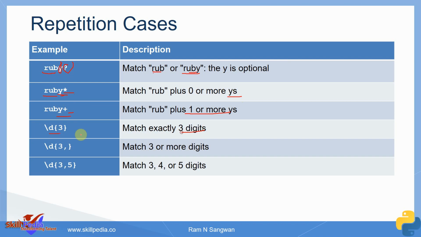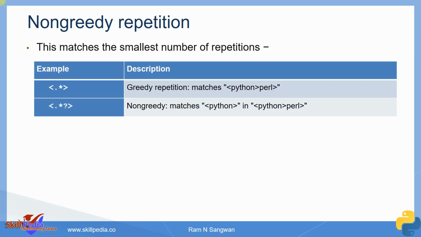\d{3} means exactly 3 digits. \d{3,} means 3 or more digits. \d{3,5} means 3, 4 or 5 digits. Then the smallest number of repetitions, non-greedy, means exact match only. So dot star, greedy repetition, matches the whole of Python Perl. Dot star question mark, non-greedy, matches Python in Python Perl.